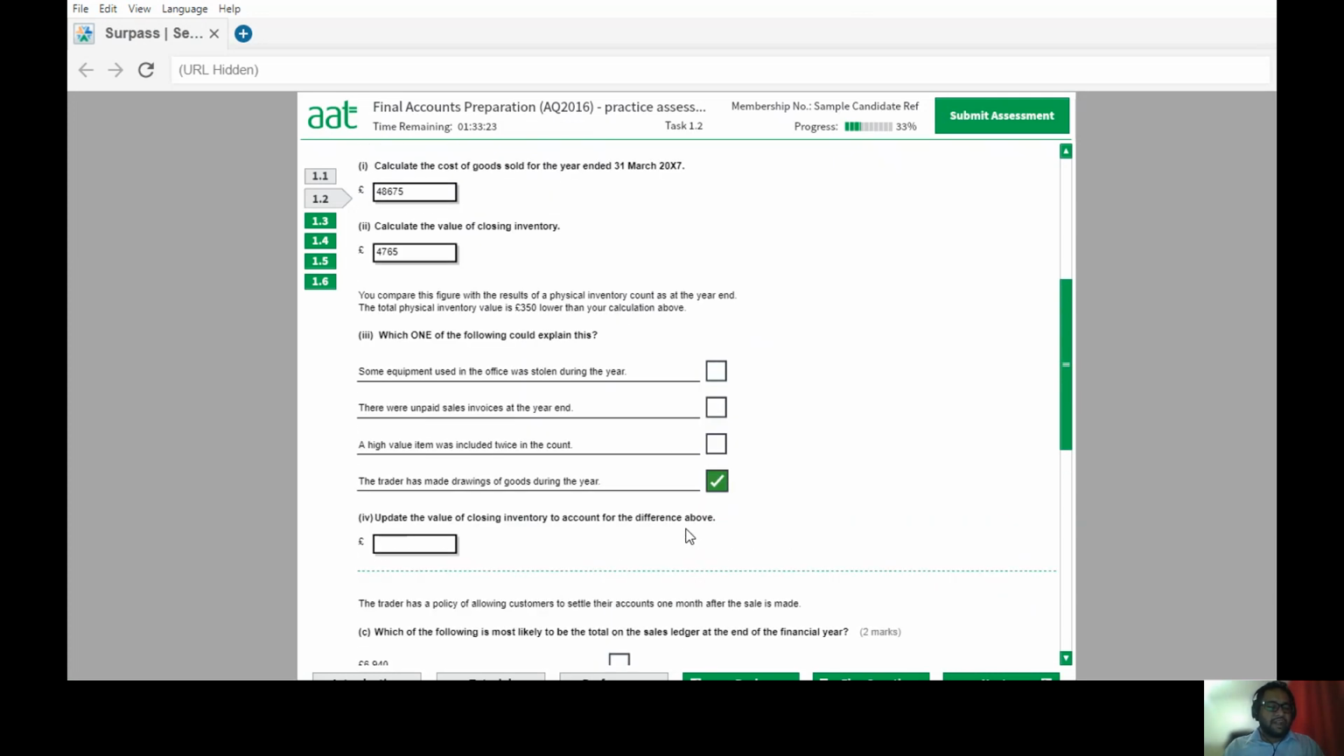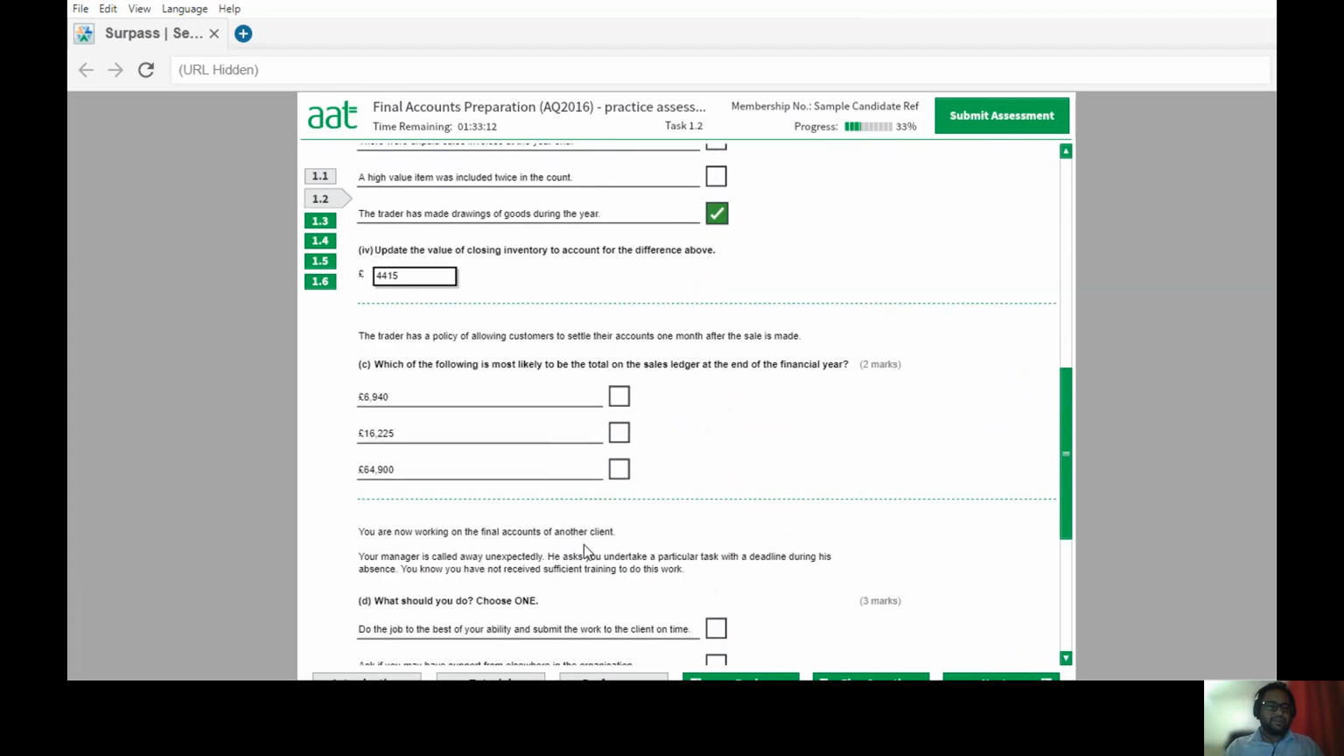So they're asking you to update the value. Now, all you need to do is take 350 away from there. So it's going to be 4,415 pounds. Okay, that will be the final figure for this.